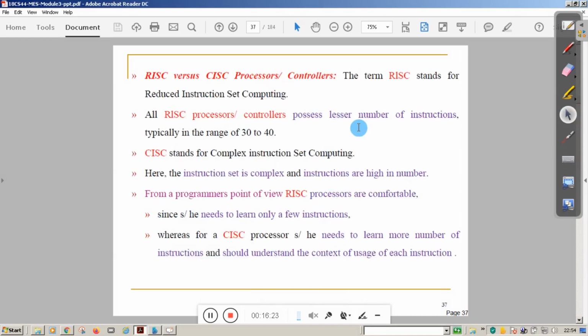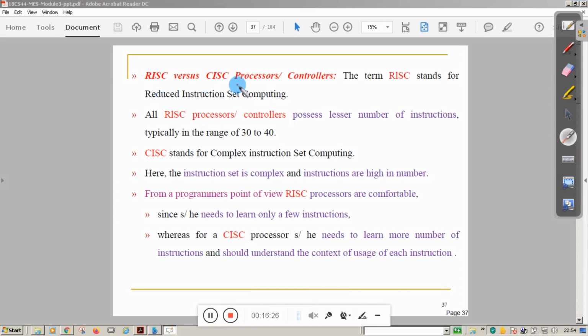Now the next category of processors is RISC versus CISC. The full form of RISC is reduced instruction set computing, and the full form of CISC is complex instruction set computing. Most of the microcontrollers are based on RISC, but ARM has adopted the properties of both RISC and CISC. RISC processors process fewer instructions, but CISC processes complex instructions.